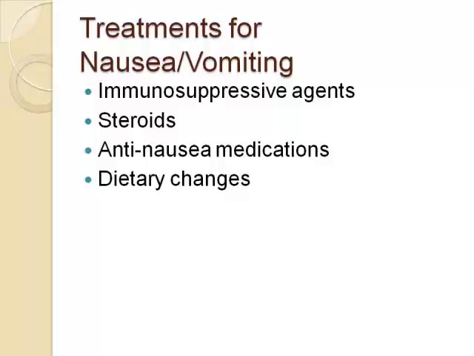So treatments specific for nausea and vomiting are immunosuppression agents, so continuing the Prograf, the Cellcept, the cyclosporine, steroids again, it's always going to be steroids, and then using our nausea medications. So it's teaching you that if as soon as you take those pills in the morning everything wants to come back up, you take the medicine 30 or 40 minutes before you try to eat, and try to find the right combination.